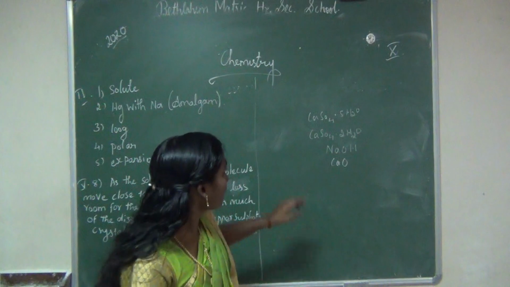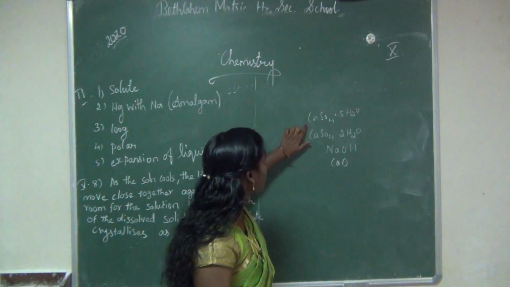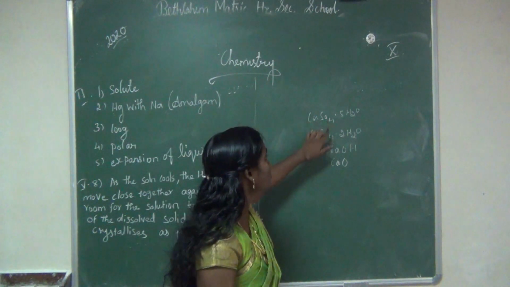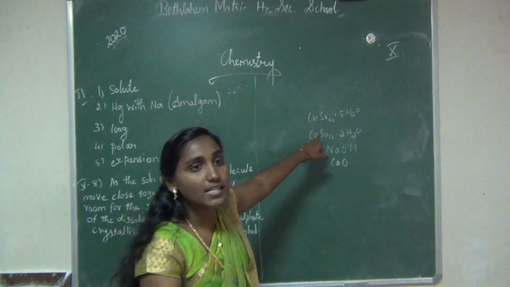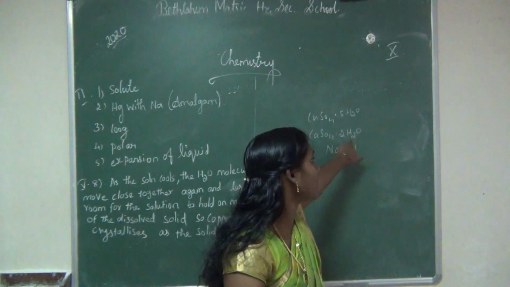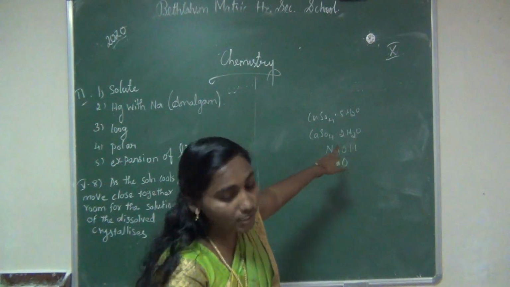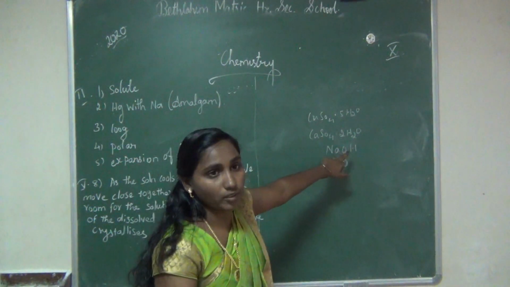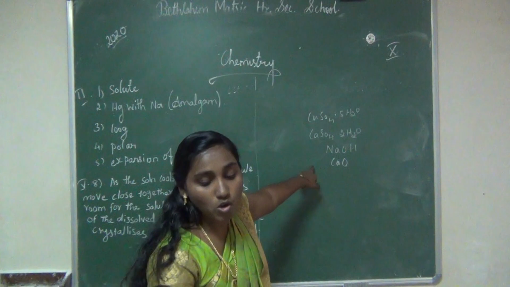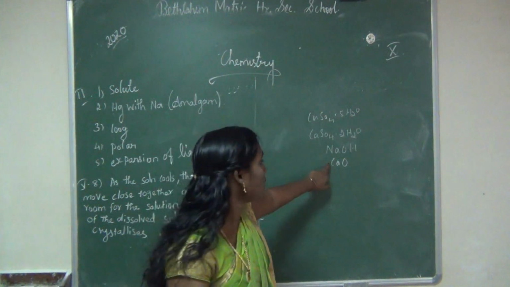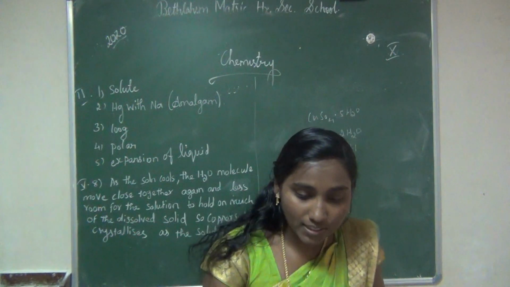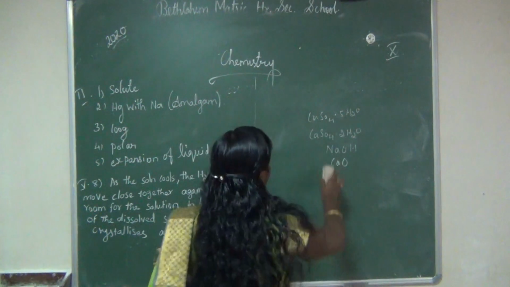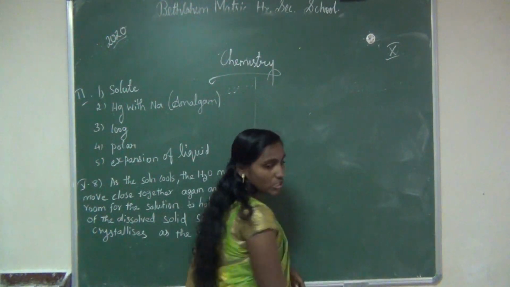So blue vitriol answer, CuSO4 5H2O, copper sulfate. Then gypsum answer, CaSO4 2H2O. Then deliquescence answer, sodium hydroxide. And hygroscopic answer, calcium oxide, CaO. Then see the true or false. Roman letter 4, true or false. First question.